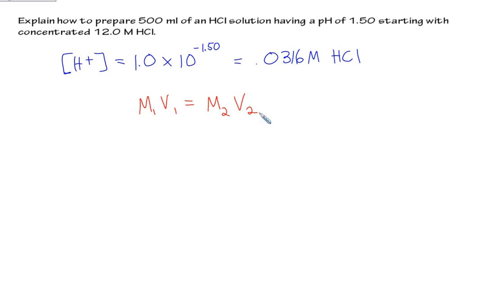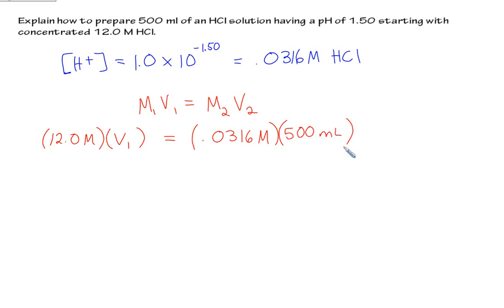If we know the original molarity to be 12 molar, we'll solve this for V1. How much of that original solution should I measure? I know the final molarity, 0.0316, and we know that we want 500 milliliters. All right, that's not so bad. We'll solve this for V1. There's no decimal, but I might just add one in and say 1.32 milliliters.